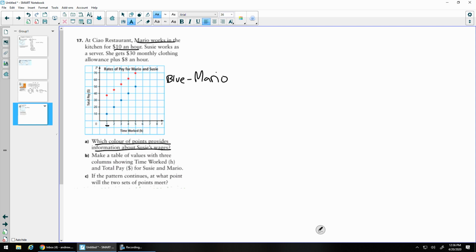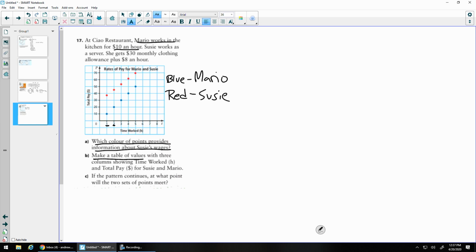So at 1 hour, the red dot is, well, it's about at 38. When it's at 2 hours, it's, I don't know, somewhere between 40 and 50. Looks around 45. Now, if Susie gets $30, that would make sense, and then she works her first hour. She gets the $30 for clothing plus the $8 an hour, so she would be at $38 here. After 2 hours, she would be at 38 plus another $8. So this should be 46, and it's probably pretty close to 46. Okay, and then the line continues from there. So blue is Mario and red is Susie.